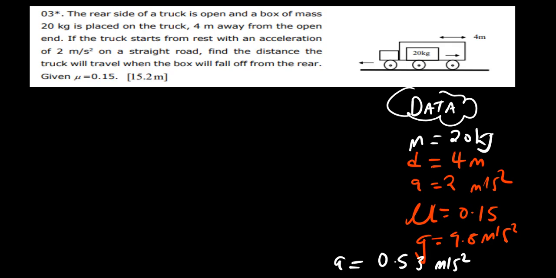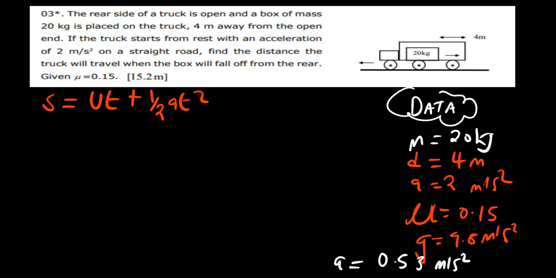So for this distance that we have, 4 meters, what are we going to have? So the distance in this case, S is equal to, we can use that formula, S equals ut plus half at squared. Now my interest here is to find the time it's going to take for this object to fall off.